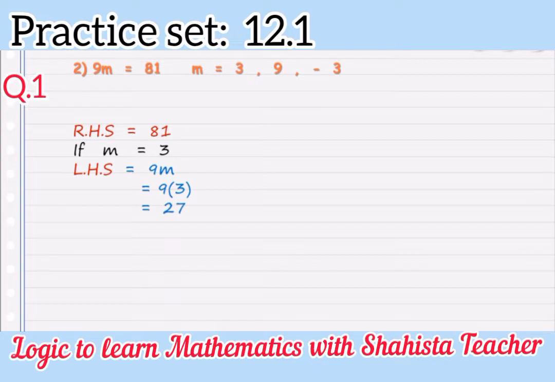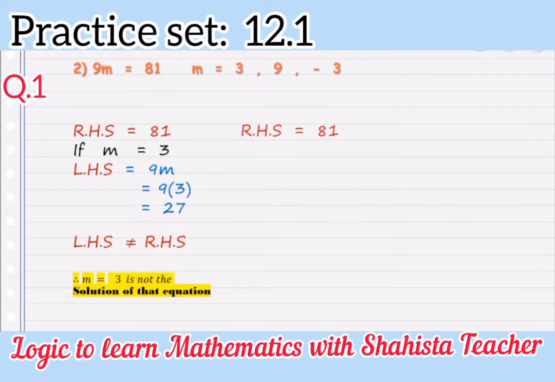Not equal. As you can see here, left hand side is 27 and right hand side is 81. They both are not equal. So we will write here LHS is not equal to RHS because they both are different. LHS is not equal to RHS. So m is equal to 3 is not the solution of the equation. First condition is not satisfied.